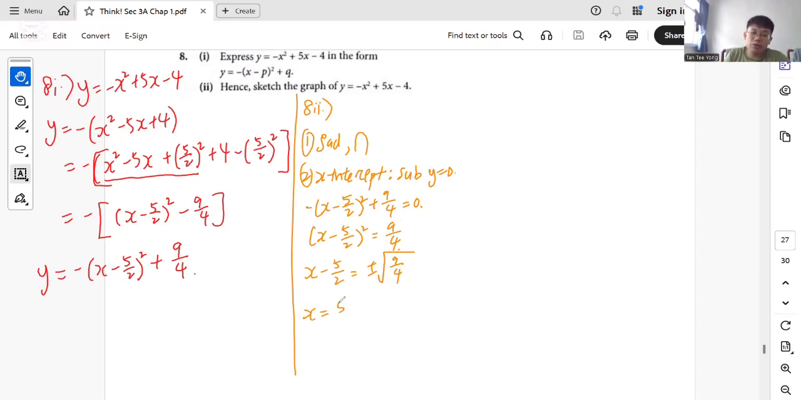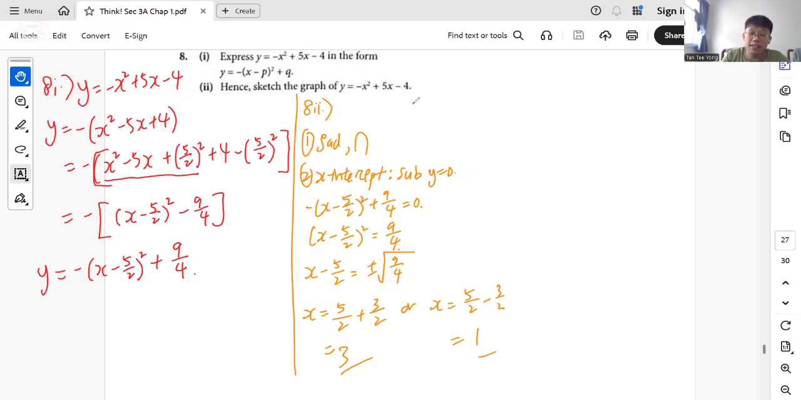So x equals 5 over 2 plus 3 over 2, or x equals 5 over 2 minus 3 over 2. This is 1, and this is 6 over 3. Okay, so 3 and 1. Very easy. Okay, that's our x-intercept.